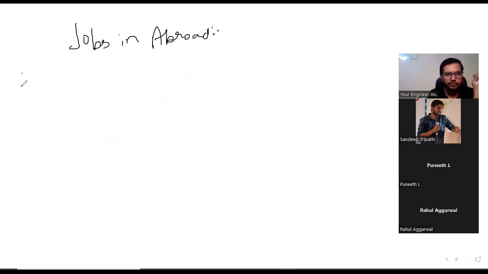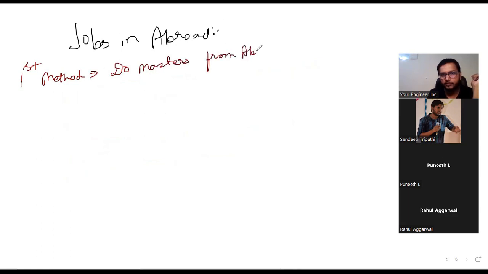So what is the first method? The first method is to do masters from abroad. If you're doing masters in Canada, try to get settled in the UK or USA, or try to find jobs searching there. I will talk about some industries also where you can go. So that is the first method.